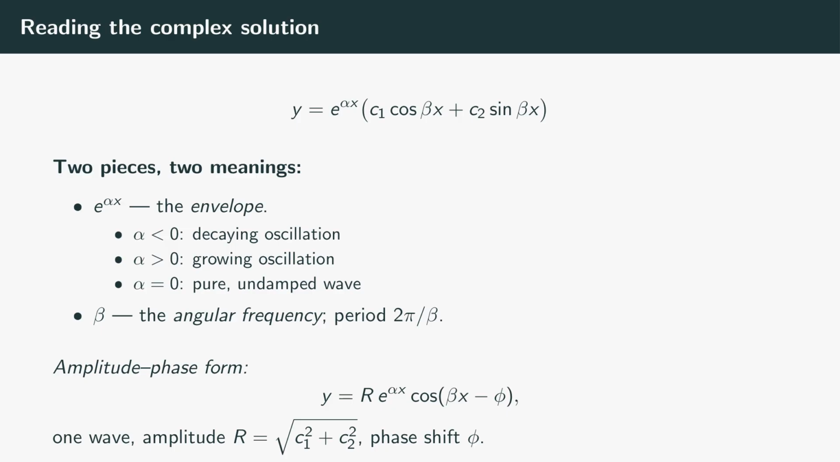The other piece, beta, is the angular frequency. It sets how fast the cosine and sine wiggle, with period 2 pi over beta. You can also bundle the cosine and sine into a single shifted cosine with an amplitude r, the square root of c1 squared plus c2 squared, and a phase shift phi. One envelope, one frequency, one phase. This is the mathematics of every vibration, and it all came out of a negative discriminant.